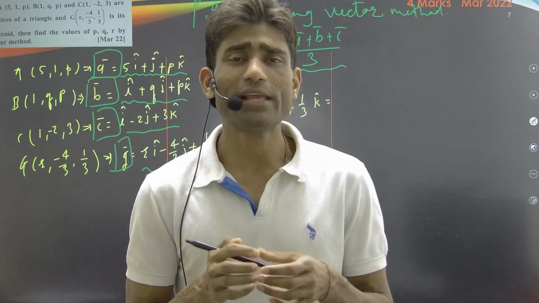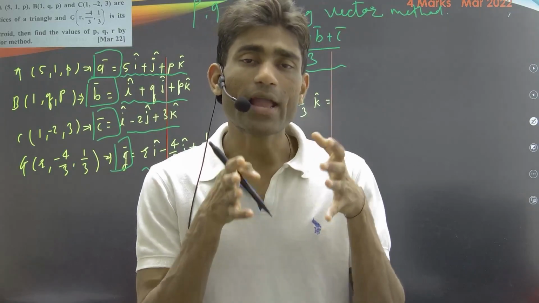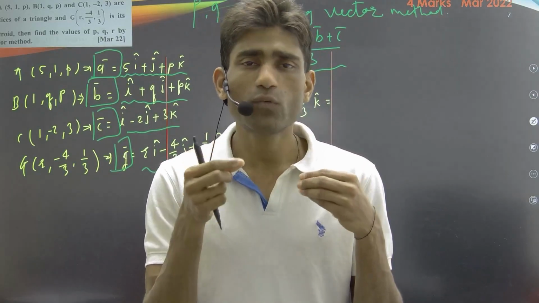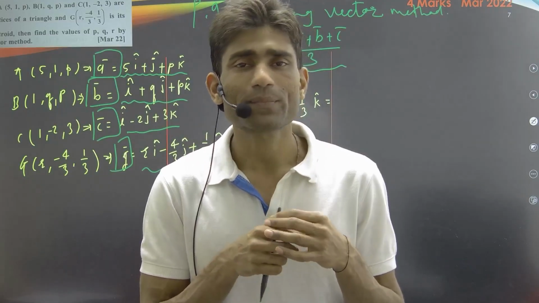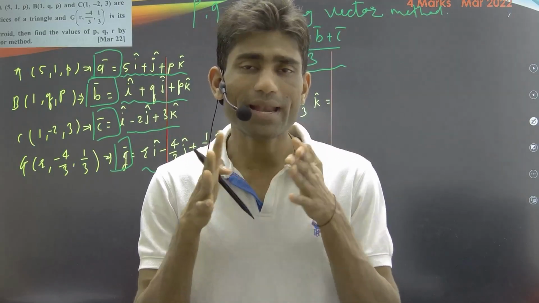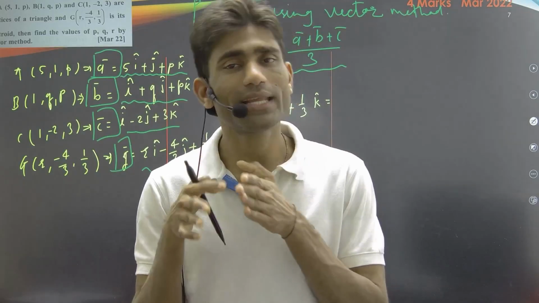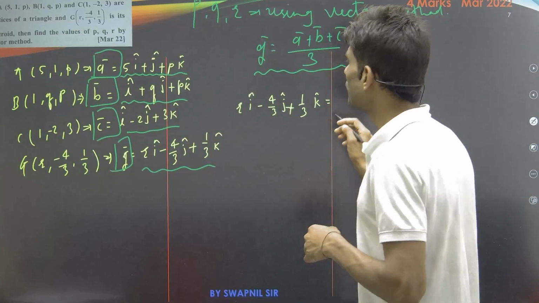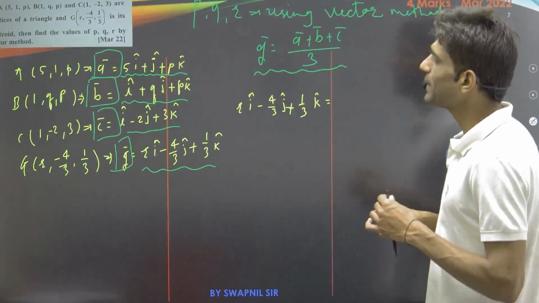Corresponding elements means we add i with i, we subtract i with i, or we multiply i with i. Because i can be added to the i in our vector method, j with the j, and k also with the k. So similarly, go for the addition for a bar, b bar, c bar.